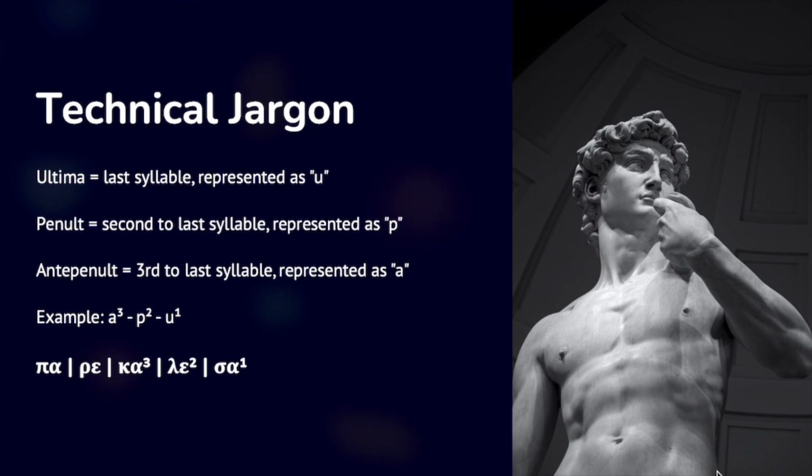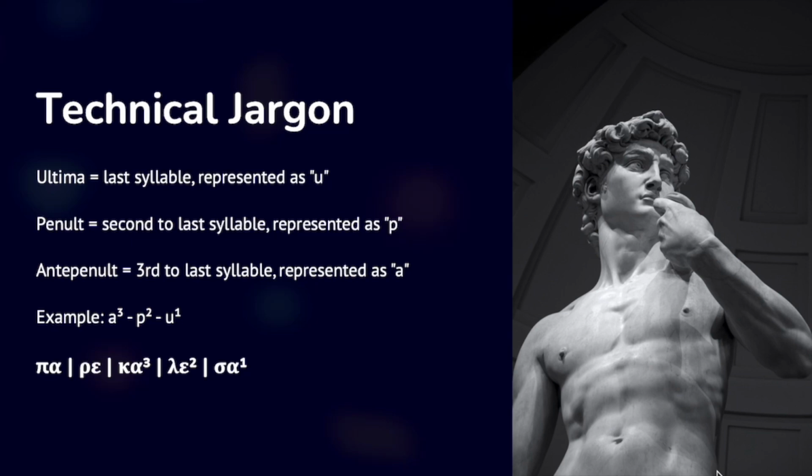But first we have these terms here: ultima, penult, and antepenult. What does this stand for? Ultima is the last syllable, and here I'm going to represent this as a U. And then we have the penult, which is the second to last syllable, and I'm going to represent that as a P, and the antepenult, which is the third to last syllable, represented as A. So I have there A3, P2, U1.